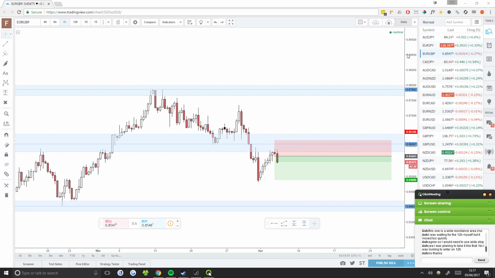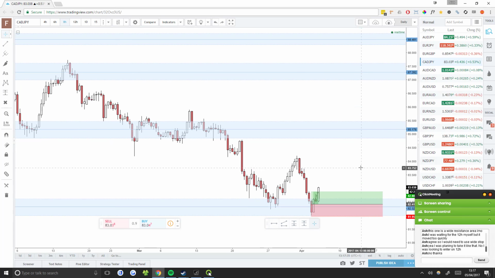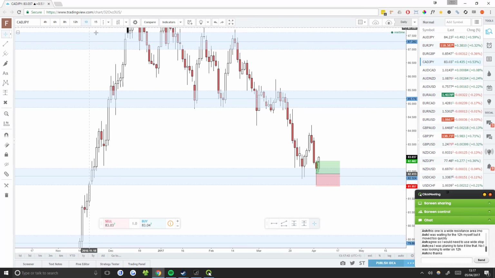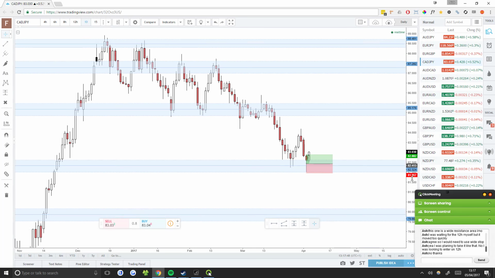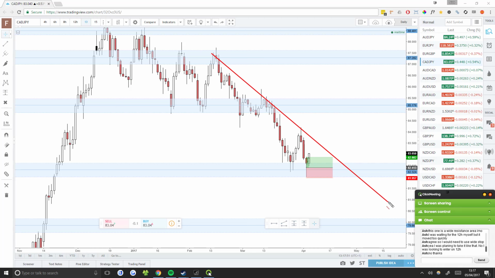All right, Tong wants to ask about CADJPY. Would I consider an entry on the daily? I would say it's a bit too late for that. Move's already started. It's trending down. I wouldn't want to be in this trade for ages. I mean, the trend could be over, but it could very easily be still trending down. It could come up to here and then stall and then keep going.